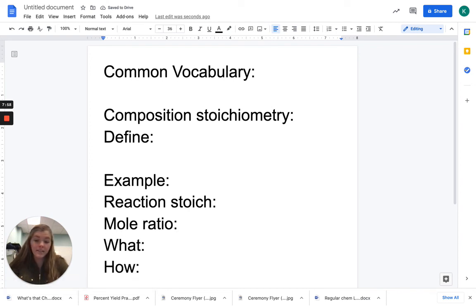If you want an example of a page out of my book, go ahead and look down a little bit further and I can show you what I put for mole ratio, for instance. We're going to be doing this for every single new thing we learn during this unit, so I want to encourage you to add to your book throughout this unit so you have something to study from.